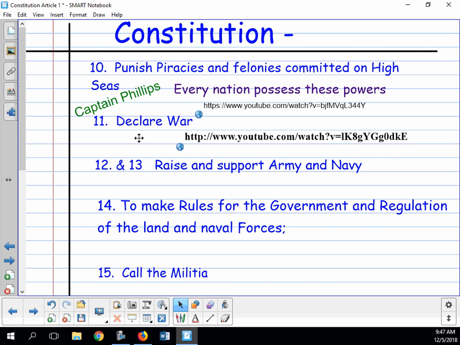Okay? All right. This is 14, to make rules for government and regulation of land and naval forces. This is all about the military, and that the government can make the rules that pertain to the military, as well as the regulation of land that could be part of the military, such as forts and so on. This even is used for regulation of land for parks. So this is a very broad topic here. They make the rules also for naval forces. Remember, back then there was only an army and a navy. There were Marines, but they were under the Navy.